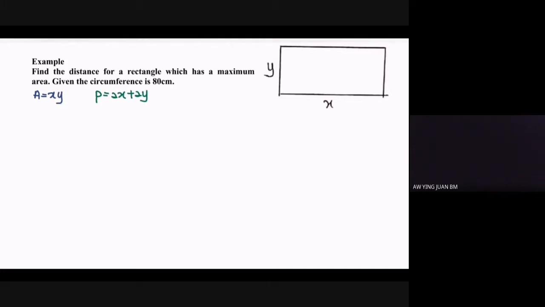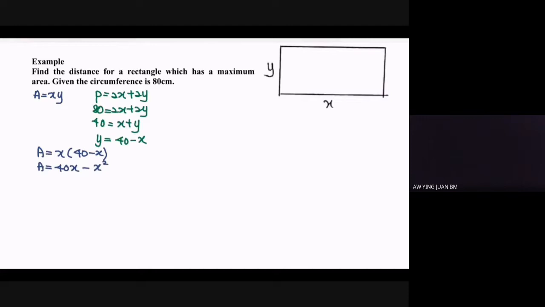Step number 2, express the A in a single variable function. So meaning that A must be equals to x. So kindly substitute the value. 80 is equals to 2x plus 2y. Simplify the situation, we will have 40 is equals to x plus y. So in here, y is equals to 40 minus x. Kindly substitute the y into the area and we will have A is equals to x multiplied with 40 minus x. Or the second step, express the A into a single variable. So here we have A is equals to 40x minus x squared.